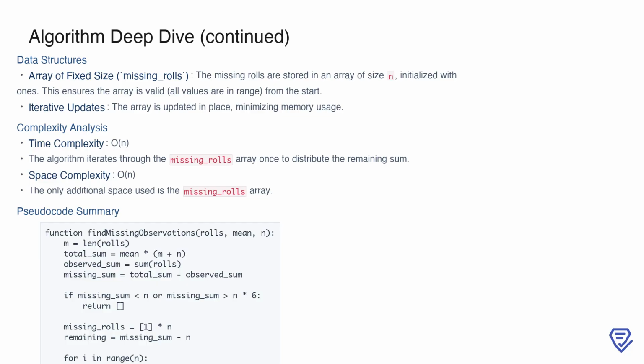In terms of complexity, the time complexity is O(n), as we iterate through the missing_rolls array exactly once to distribute the remaining sum. The space complexity is also O(n), as the only additional data structure used is the array of missing rolls itself. Overall, this makes the algorithm efficient for the problem at hand. To summarize the approach, the key steps include calculating the missing_sum, checking its feasibility, initializing the array, and incrementally distributing the remaining sum. This ensures that the solution is both correct and efficient.